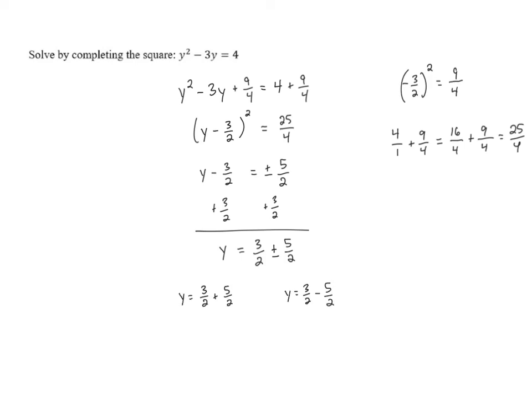And the reason we want to write them out separately is because when we do that, we're now in a position where we can combine like terms and simplify our answer. 3 halves plus 5 halves is 8 halves. But 8 divided by 2 is 4. So our first solution is y equals 4. For the second solution, 3 halves minus 5 halves is negative 2 halves. And negative 2 divided by 2 is negative 1. So we end up with our final answer, y equals 4, or y equals negative 1.